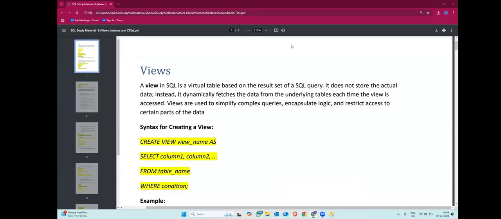So what is a view? Any questions, any doubt in yesterday's session, anyone? Before moving forward, anything you want to ask? No. Okay, great. So let us start with our new topic for the day, which is views. Right, view actually stands for a virtual table.